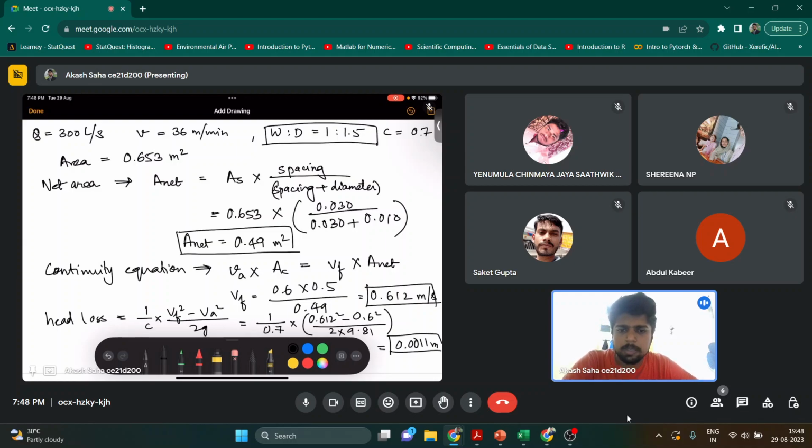So we have found both the parameters, the velocity through the screens and the head loss. So we have incorporated the factor 1 by C because in the question it is given the coefficient of discharge as 0.7. If it is not given, we will not take this factor. So because of this factor only, we are considering it here in this problem. In the previous problem, we didn't have anything like this.